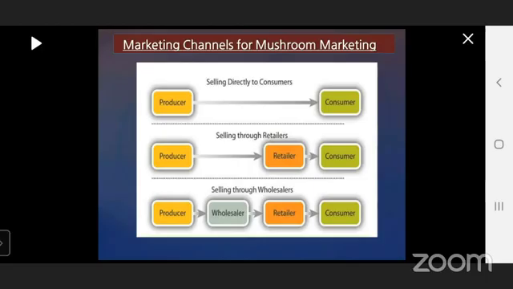So the marketing channels for mushroom are: producer to consumer, producer to retailer to consumer, and producer to wholesaler, retailer, and consumer. Means we can use these three channels for the marketing.